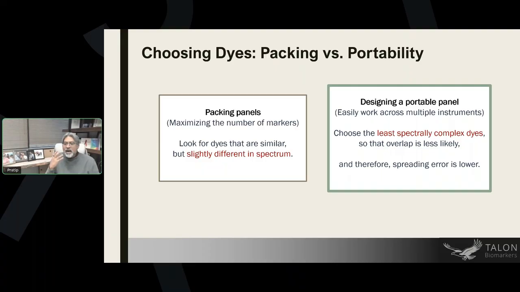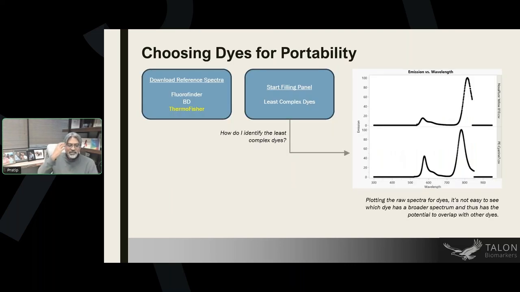If we're thinking about panel portability, though, and we're not trying to do the coolest experiment, and instead we want to make sure we have the most robust experiment that can easily work across different instruments, then what we want to do is something a little bit different. We want to choose the least spectrally complex dyes so that overlap is less likely, and therefore spreading error is lower. And I think that is the recipe for success here.